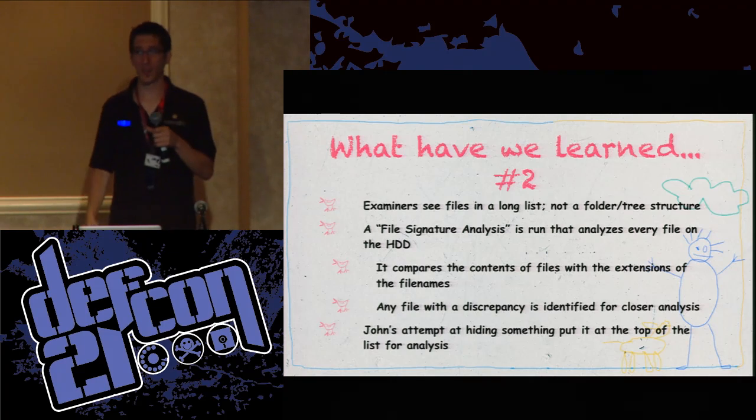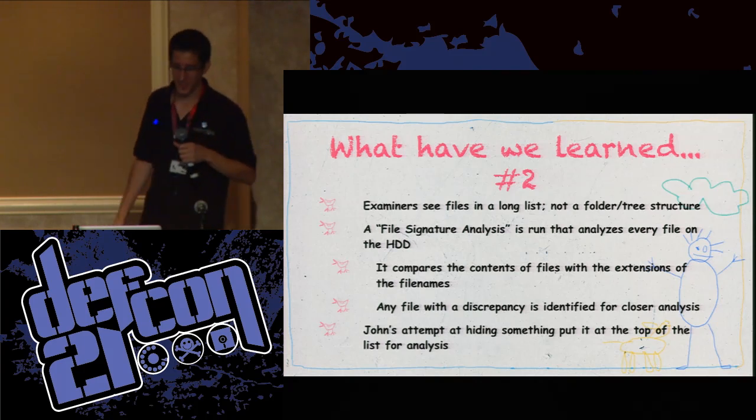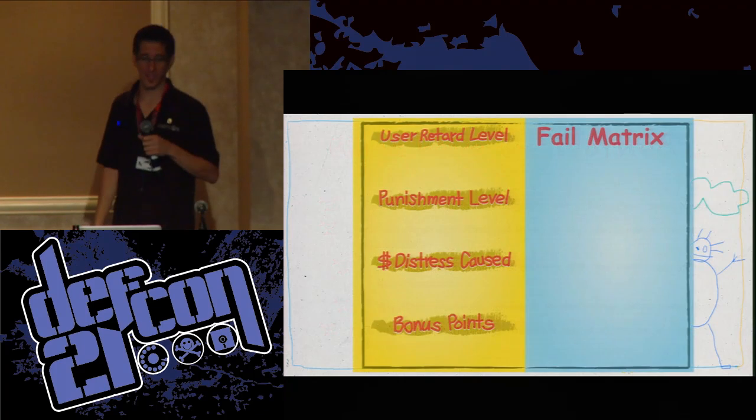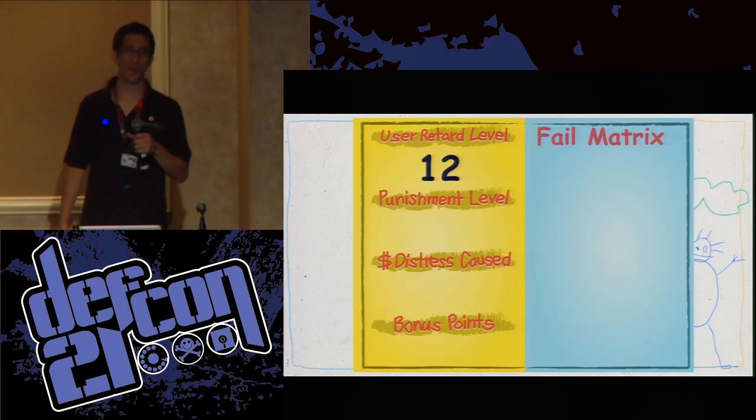So if you're going to hide something, don't just change a file name. That doesn't hide something. That makes me want to look at it even more. All right, so the fail matrix. The user retard level, I would say 12, because again, renaming a file is not data hiding.